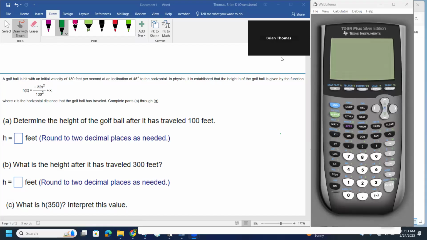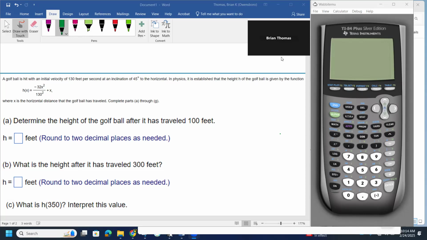So I'd like to go through question 5 from 3.2 involving an application of a golf ball being hit. A golf ball is hit with an initial velocity of 130 feet per second at an angle of inclination of 45 degrees to the horizontal. In physics, it is established that the height h of the golf ball is given by the function h(x) = -32x²/130² + x, where x is the horizontal distance that the golf ball has traveled.